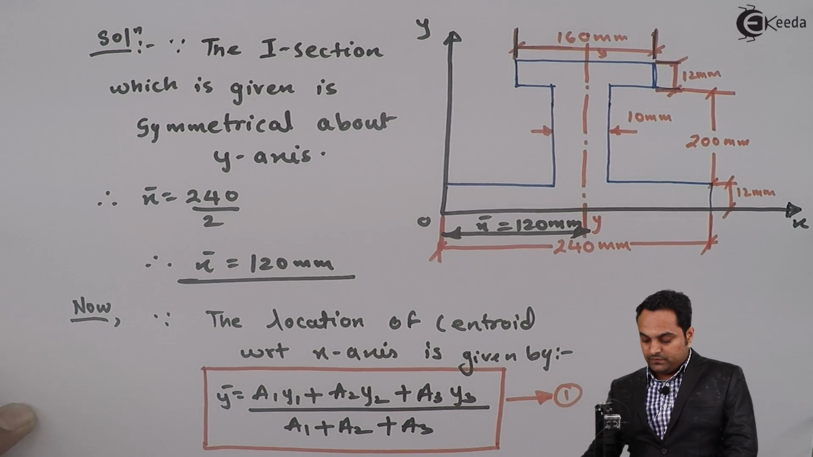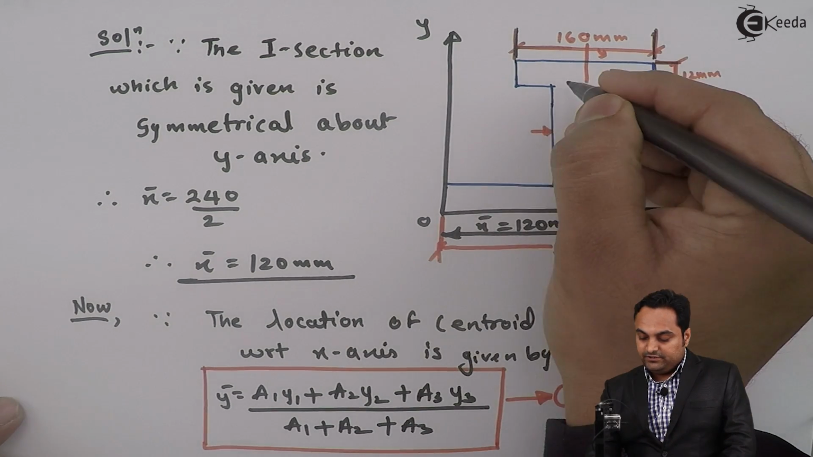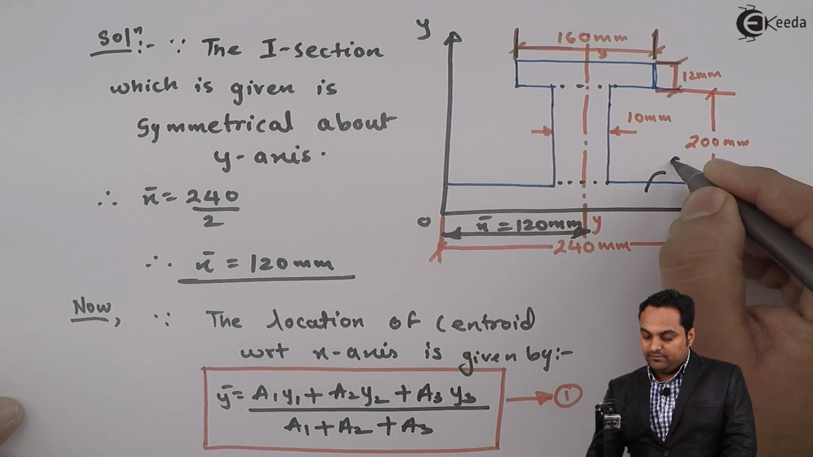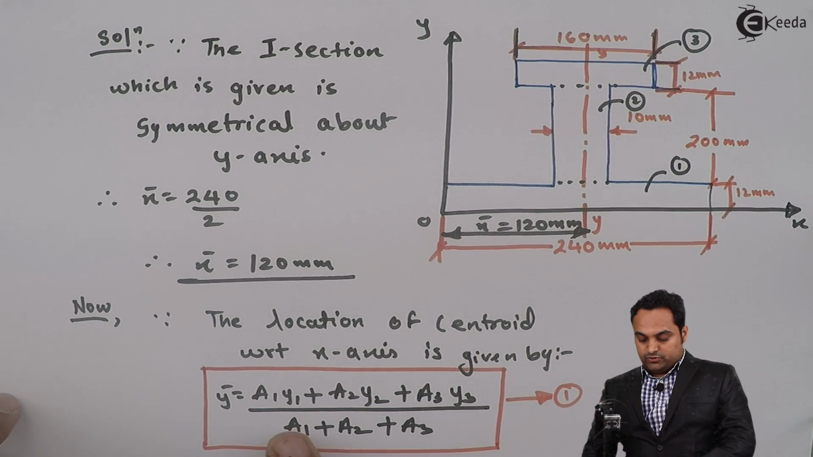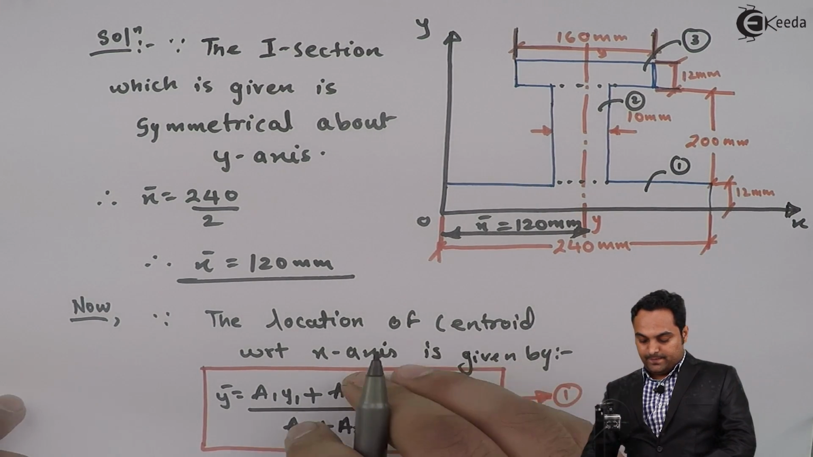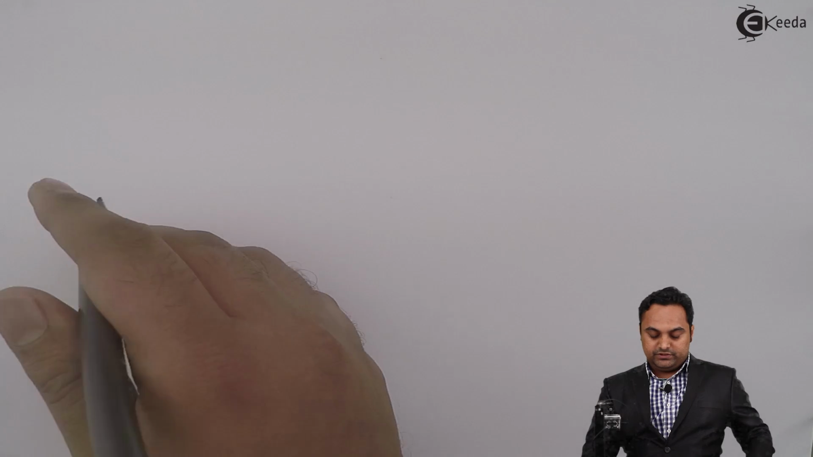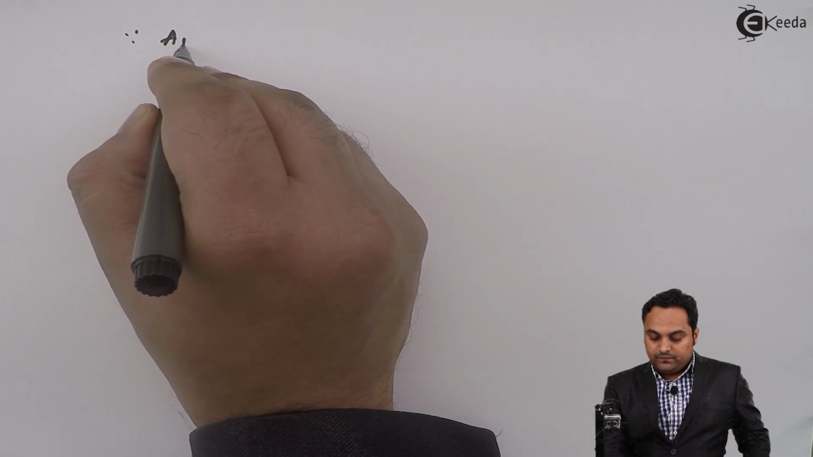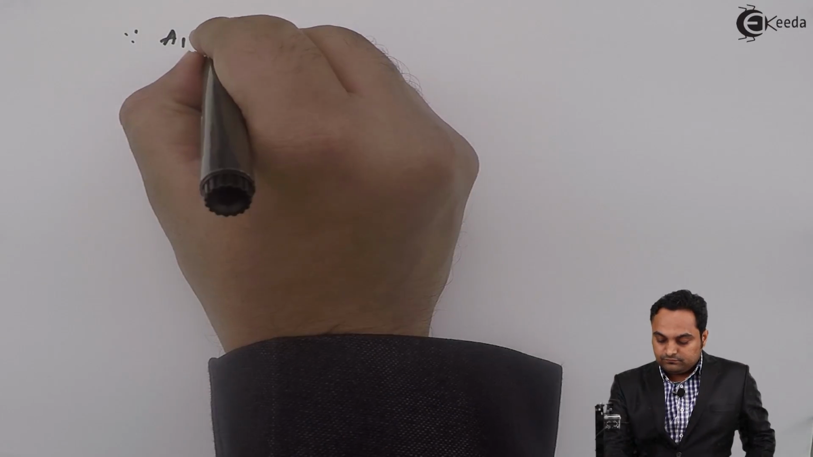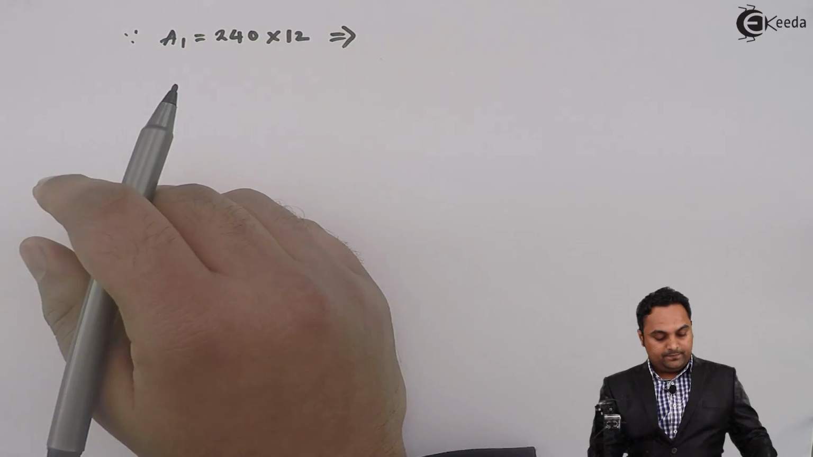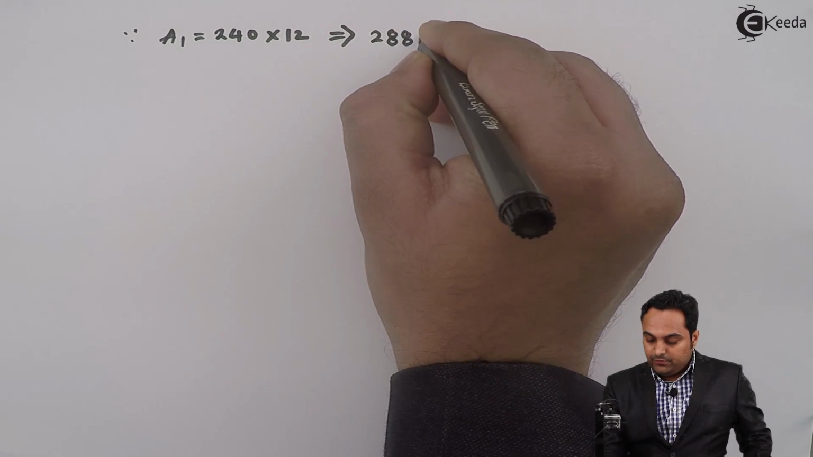Now I'll calculate respective areas, that is I will divide this section into three simple rectangles. Here is rectangle number 1, this would be the second rectangle, and here we have the third rectangle. So for rectangle 1, first I'll write down the values of area and different y values. Area 1 is equal to 240 into 12, so area 1 comes out to be 2880 mm square.